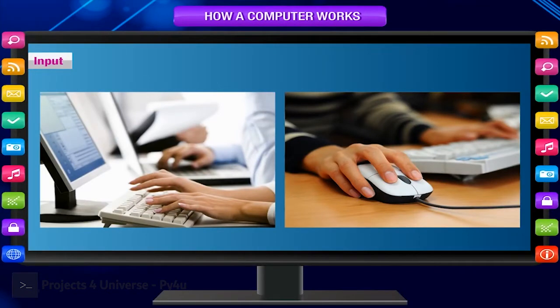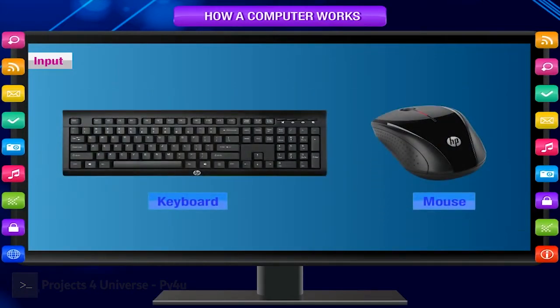Input. We enter data and instructions into the computer to get meaningful information. What we enter is called input. This input is done through input devices like keyboard, mouse, etc.